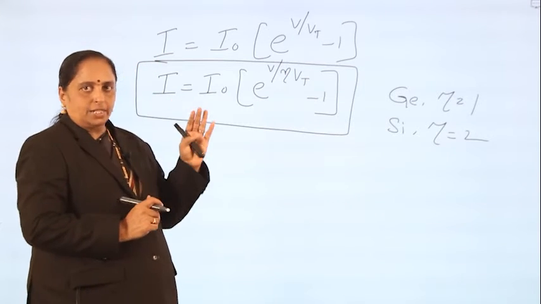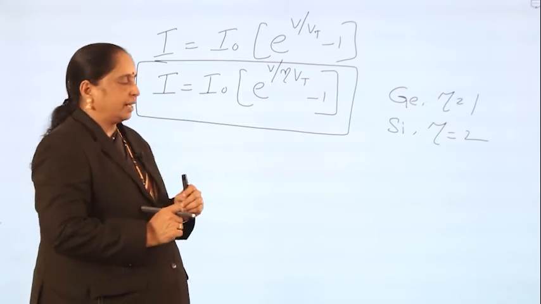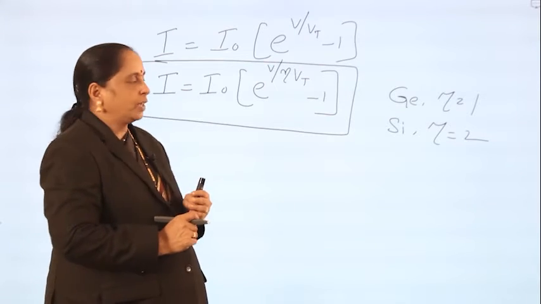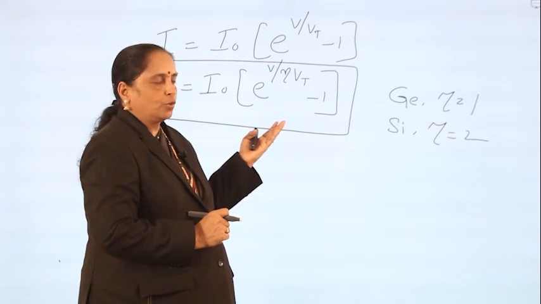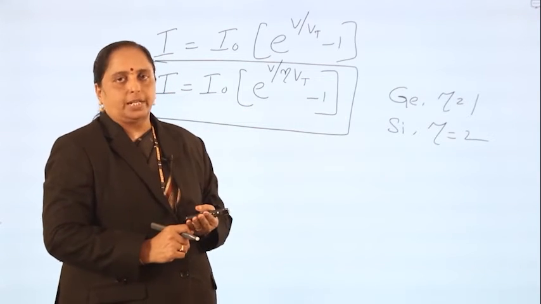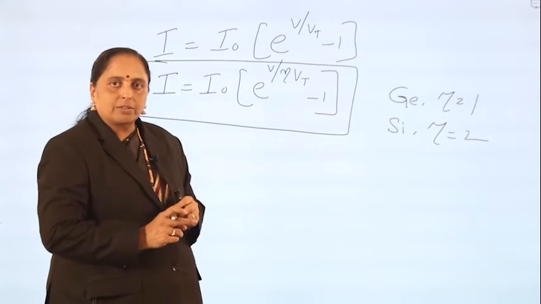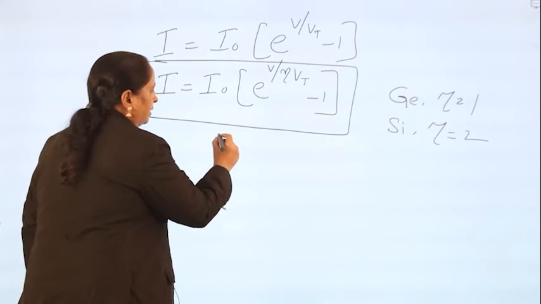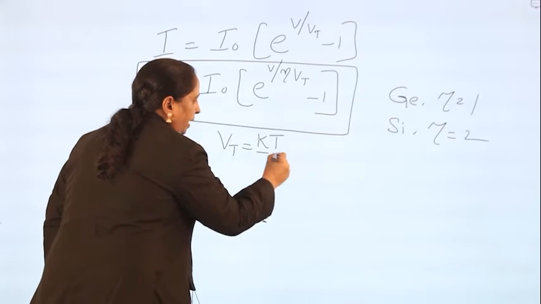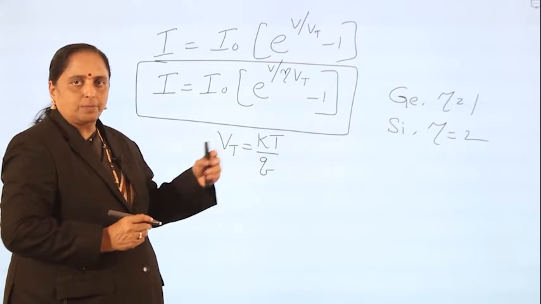So now let us study what is I. I is known as the diode current and I naught is known as the saturation current. V is the voltage you are applying to the diode for proper working, the forward voltage, and eta is a constant which depends upon the material. It will vary from material to material, and Vt is known as the volt equivalent of temperature. That is, Vt is equal to kT by q, where k is the Boltzmann constant, q is the charge on the electron, and T is the absolute temperature.